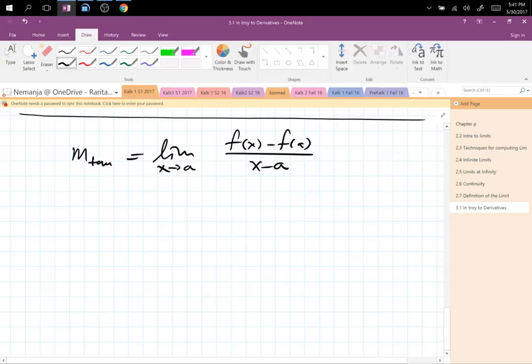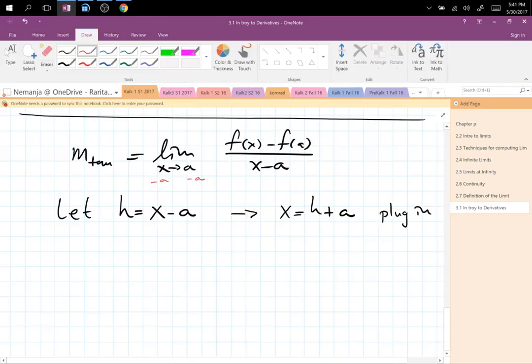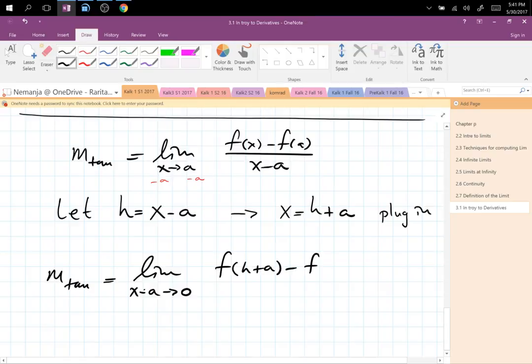If you go and let h equal x minus a, that means that x is h plus a. We'll need all of these guys. And now we plug in. Well, first what I see here is that I can subtract a on both sides. So what I have is that the M tangent now becomes limit x minus a goes to 0. And then I have f of x is h plus a minus f of a has to stay as is, divided by x minus a.